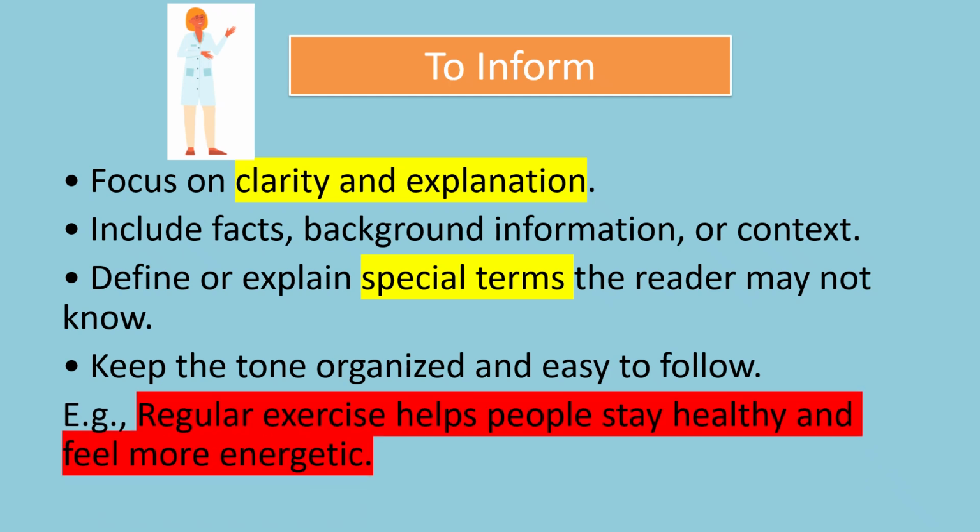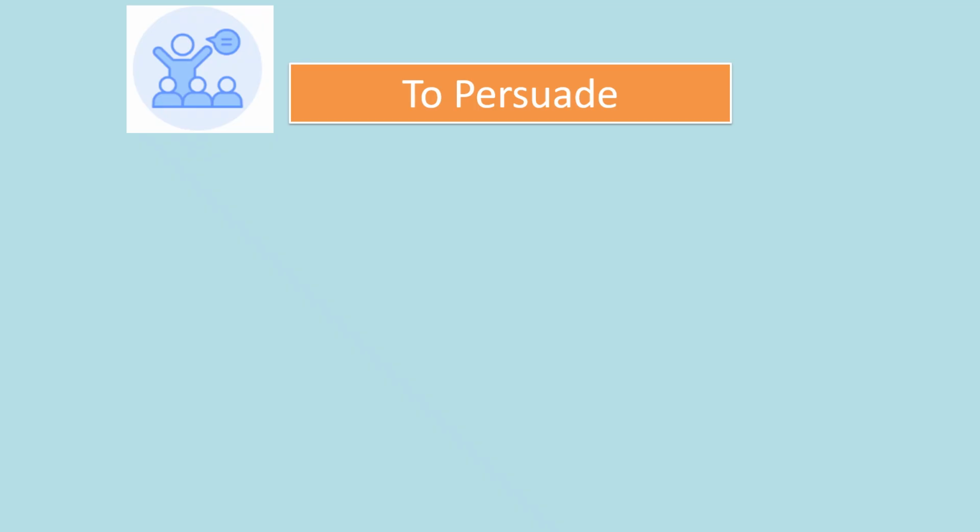For example, regular exercise helps people stay healthy and feel more energetic. The author tries to give us the information that regular exercise gives us benefits. It is to inform. It is to deliver some information to us, right?